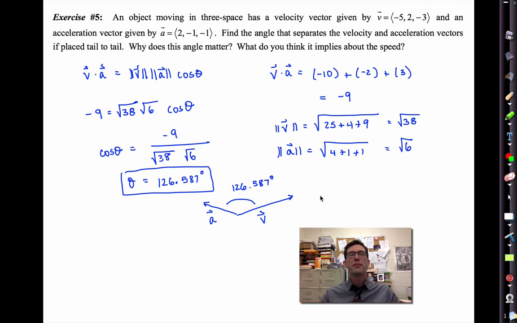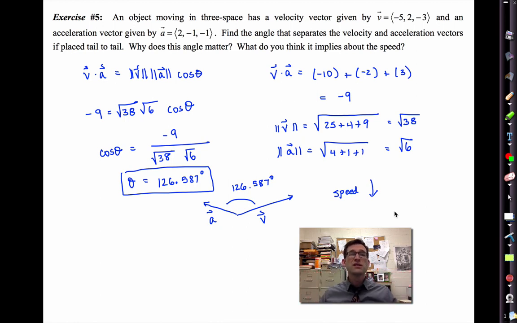But what does it imply about the speed? And this is really cool. It implies that the speed is decreasing. Now think about this. In one-dimensional motion, we learned that speed would decrease when acceleration and velocity had different signs, and speed would increase when they had the same sign. And that really was all about whether acceleration and velocity pointed in the same direction or pointed in opposite directions.